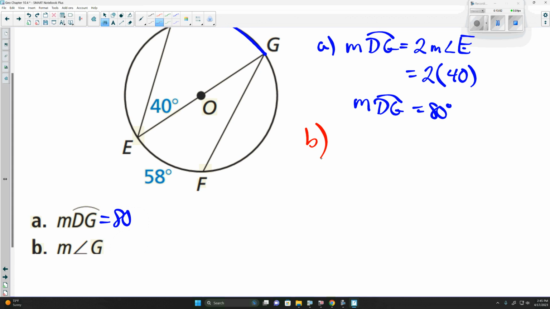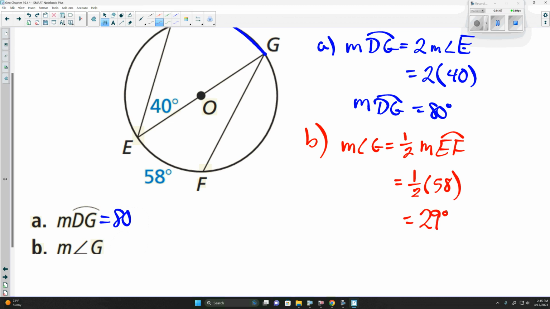Right, so the measure of angle G is equal to half the measure of arc EF. So half of 58 is 29 degrees. Questions on these here? We feel good with these here so far? Yes?